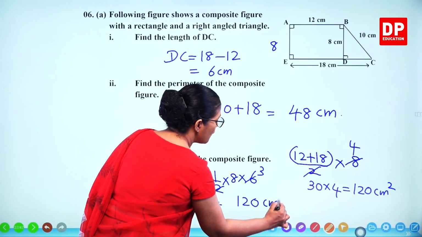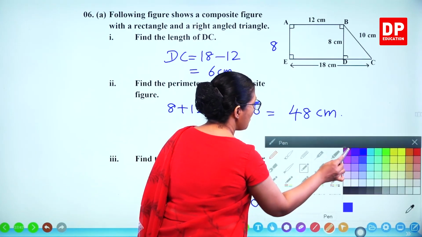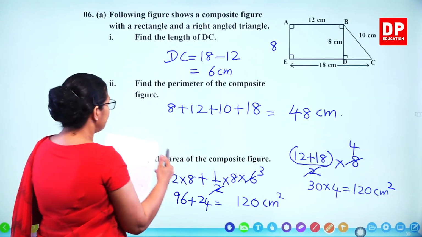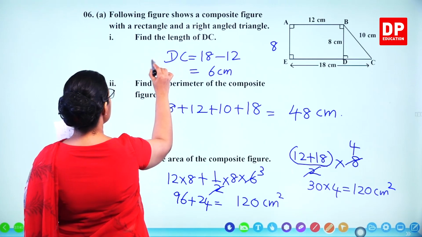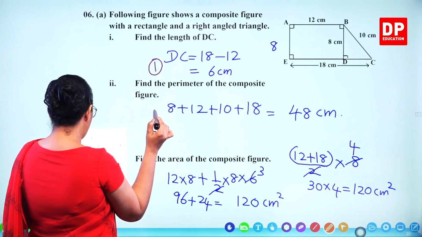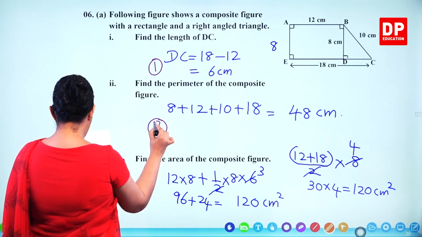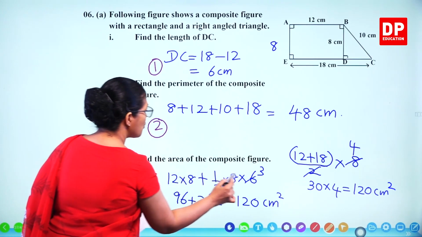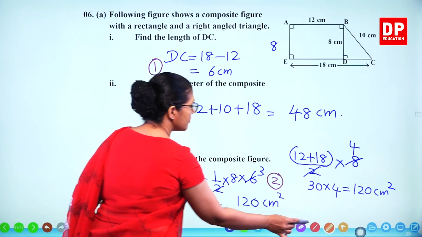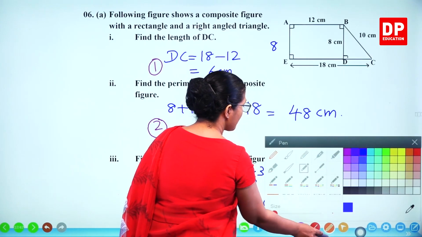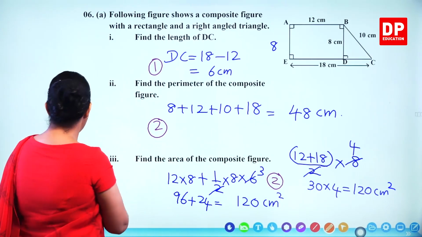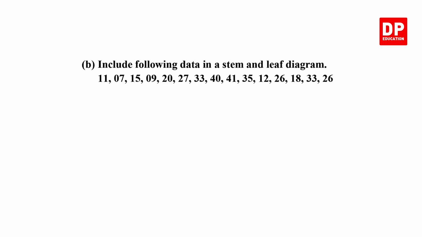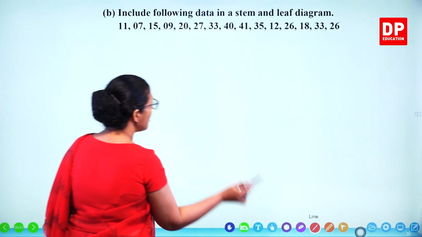120. So both ways you get the same answer. So you get 1 mark for 6 centimeters, 2 marks for 48, and 2 marks for 120. 2, 2, 1, 5 marks for this part. Part B: include the following data in a stem and leaf diagram. So you have to draw a stem and leaf.